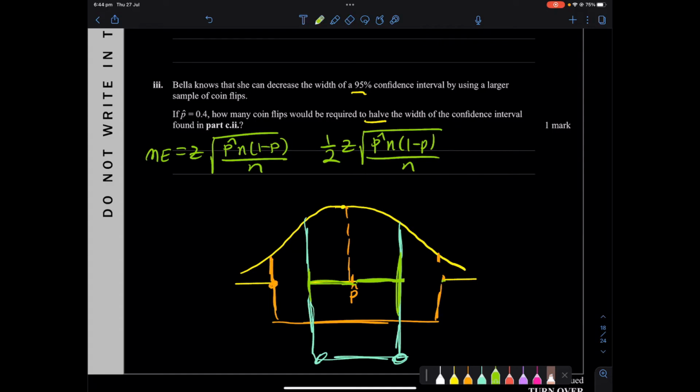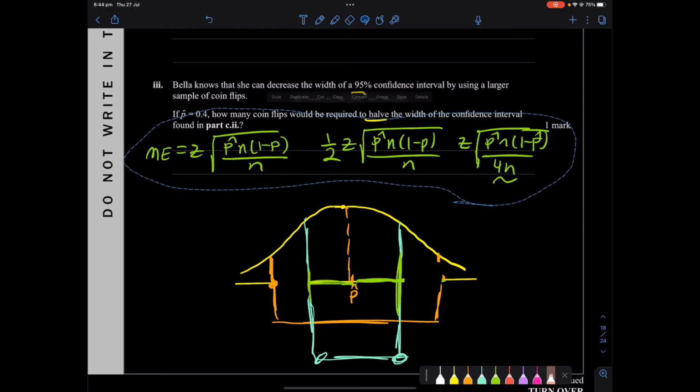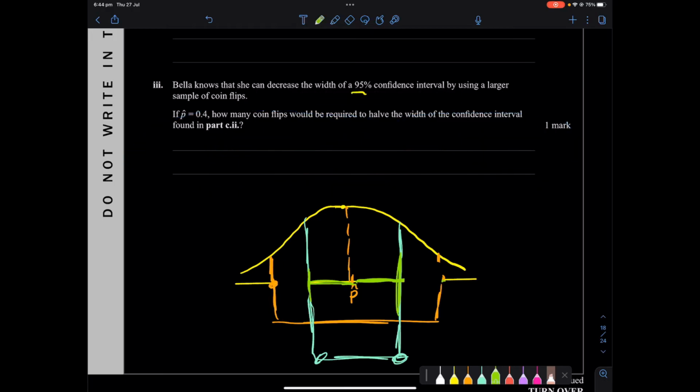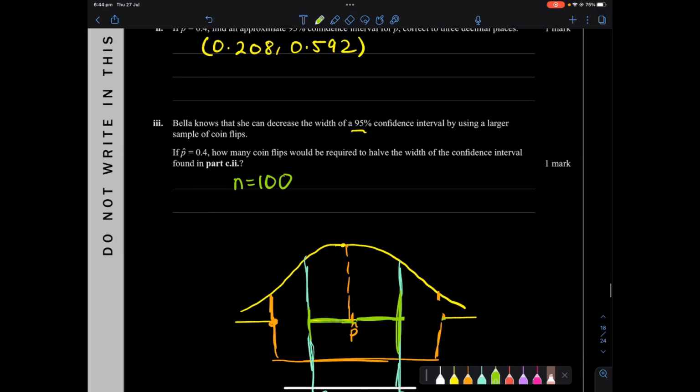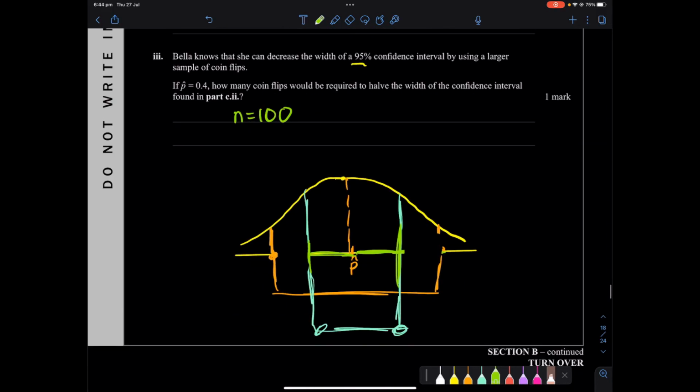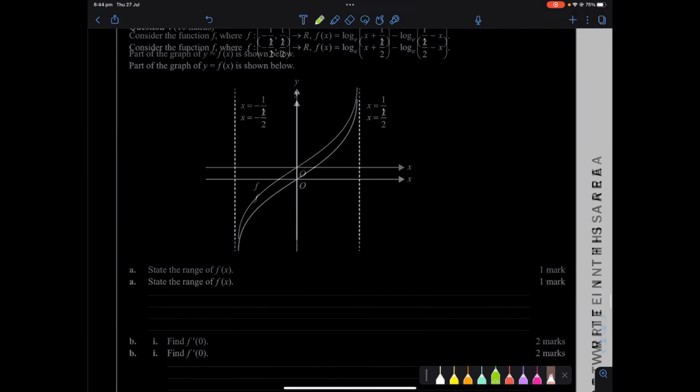So if we bring that half inside, it'll be z p hat n 1 minus p hat over, if we bring it inside, it's going to be 4n. So how many coin flips would be required to halve the width? It'll be 4n, so it'll be 4 times the value of n. So originally our value of n is 25, so n should equal 100. Is that right? Okay, confidence interval based on large. Hope that's right. Okay, next question.